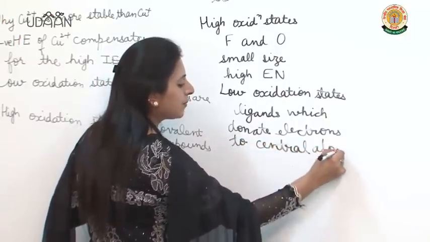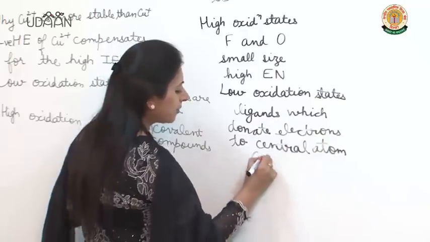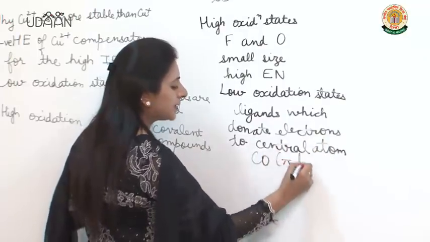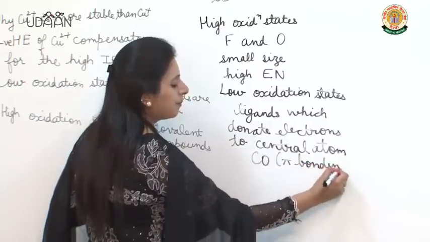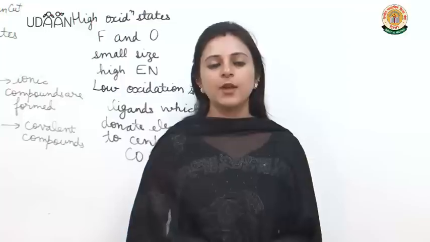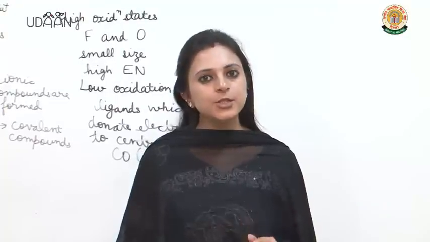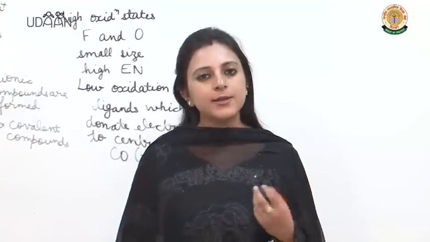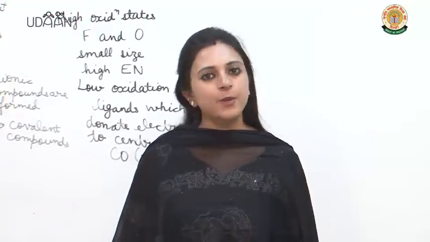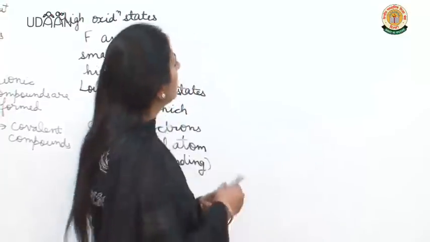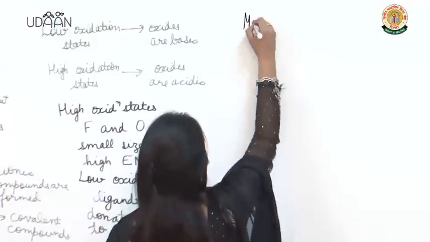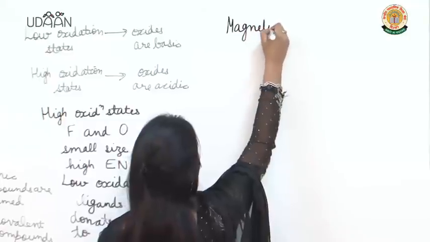And what is the example? Example is carbon monoxide, and this takes place by pi bonding. The most common oxidation state shown by transition elements is +2 except scandium, which shows +3. Now let us discuss the magnetic properties of transition elements.